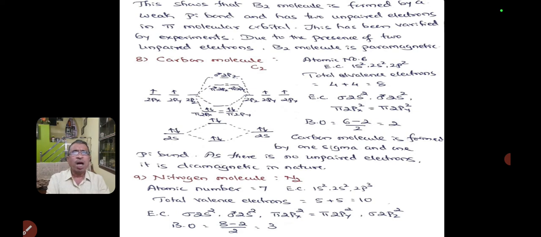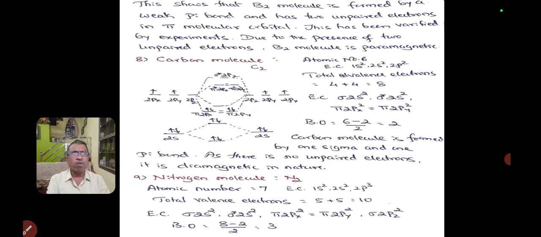Coming to the carbon molecule. Atomic number of carbon is 6. Electronic configuration becomes 1s2, 2s2, 2p2. The total available valence electrons is equal to 8. Molecular electronic configuration will be sigma 2s2, sigma star 2s2, pi 2px2 equal to pi 2py2.